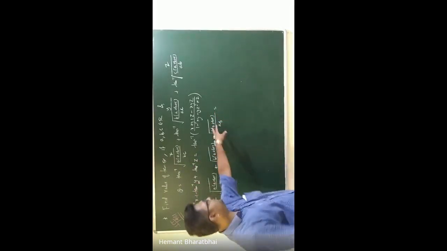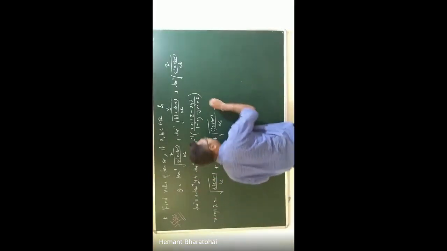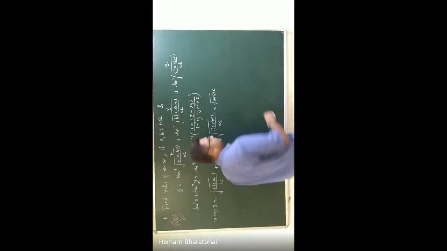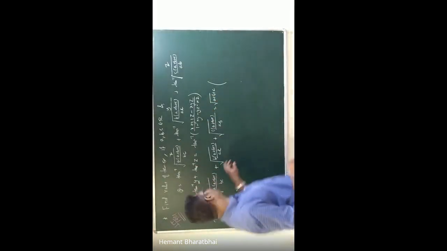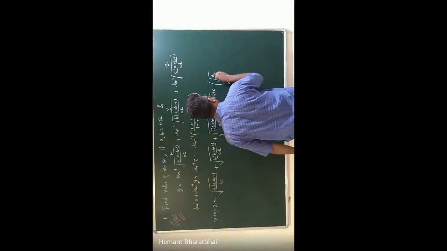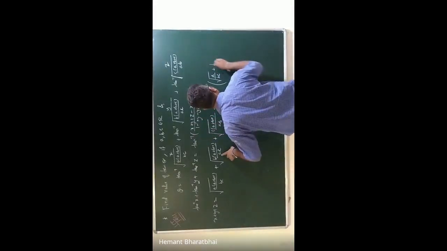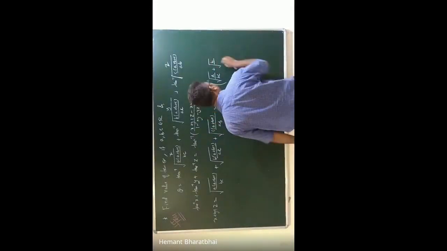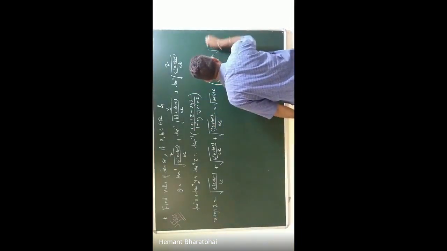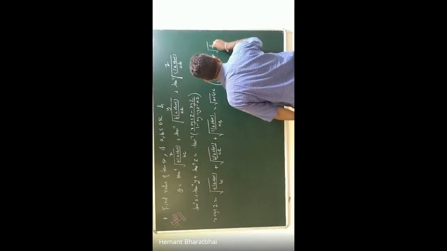So everywhere we have this common a plus b plus c, so that term can be taken as common. So under root of a plus b plus c, let us take this term as common. So what will remain inside over here is under root of a upon bc. Here I'll have under root of b upon ac, and here I'll have under root of c upon ab.